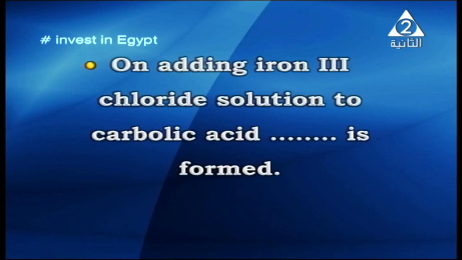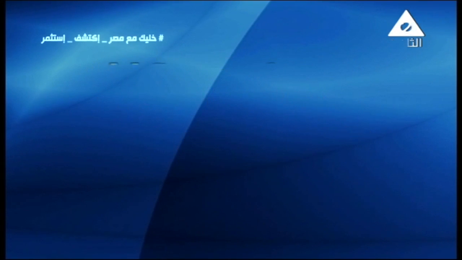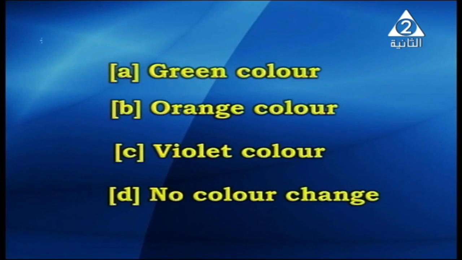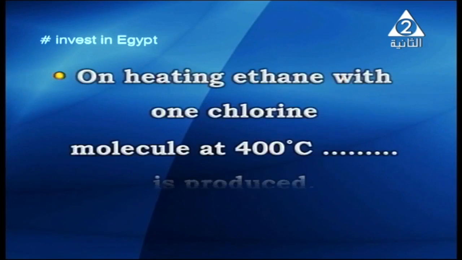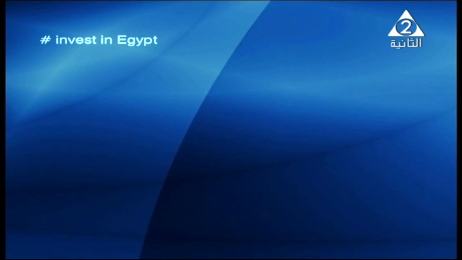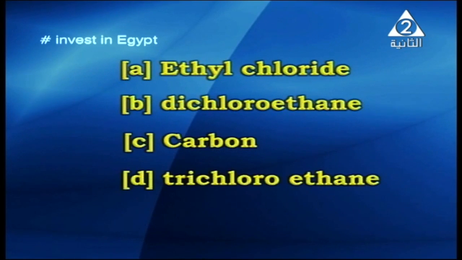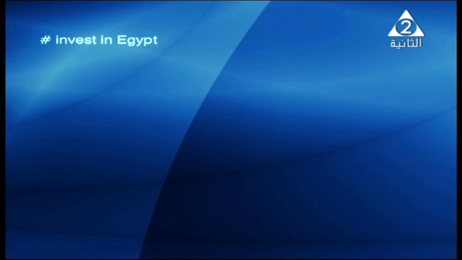Next point, when adding iron III chloride solution to carbolic acid, what is formed? Is it green color, orange color, violet color, no color change? If you think about it, it will be violet color. Next point, when heating ethane with 1 chlorine molecule at 400 degrees Celsius, what is produced? Is it ethyl chloride, dichloroethane, carbon, trichloroethane? If you think about it, it will be carbon.